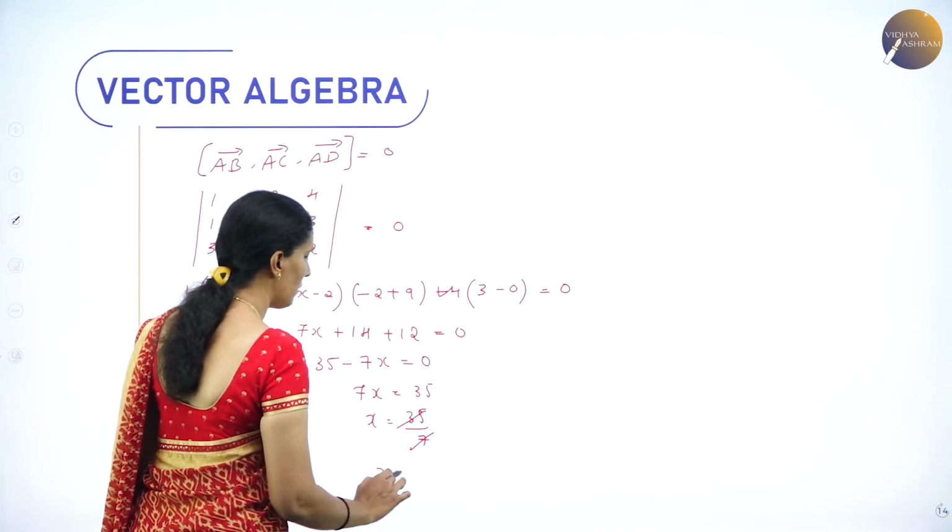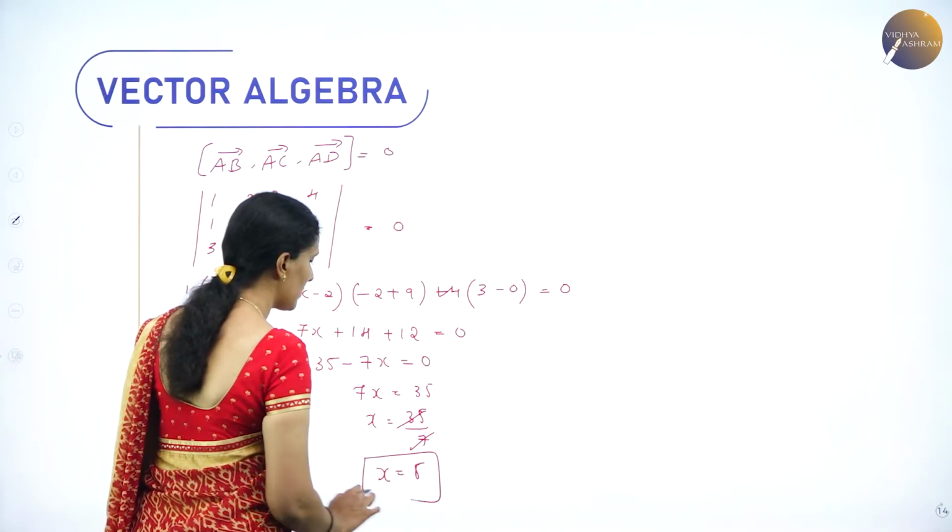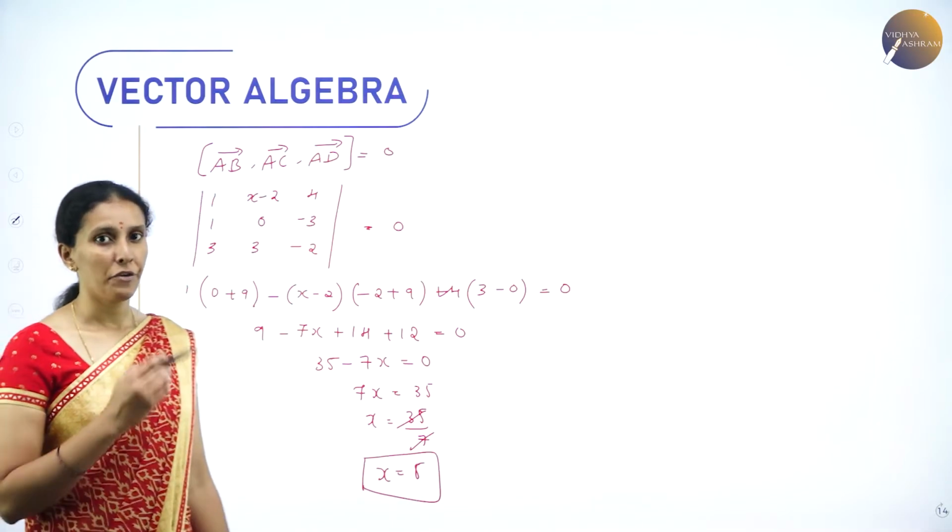When you cancel, you will get the value of x as 5. So therefore the value of x is 5.